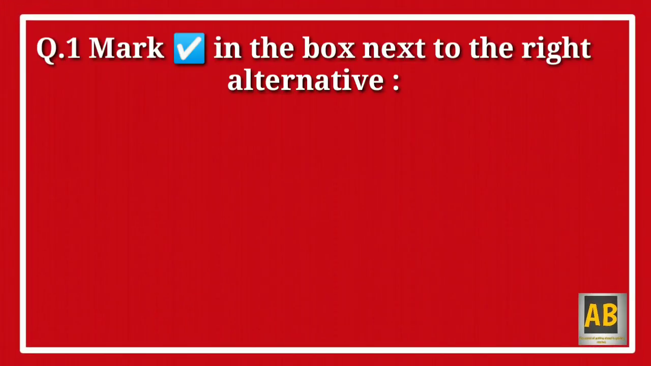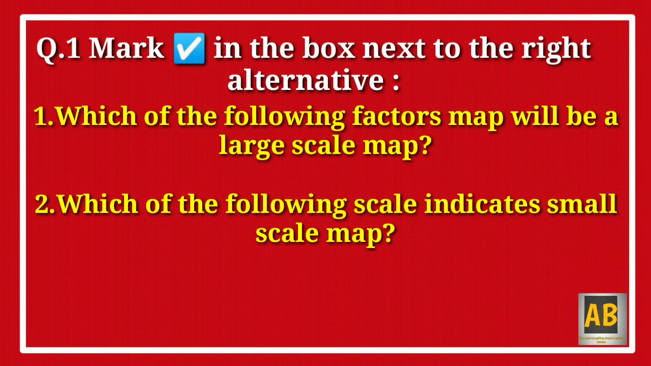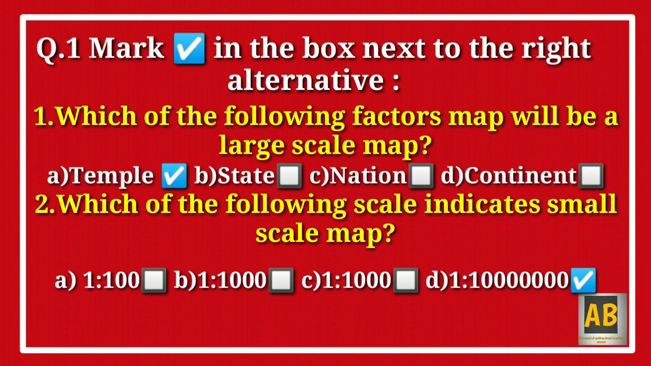Question number 1. Mark in the box next to the right alternative. Which of the following maps will be a large scale map? Answer is temple. Which of the following scales indicates a small scale map? 1:1 crore, or you can read it as 1:10 million. Let's move on to the next question.